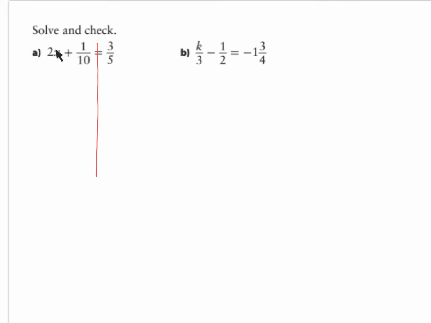So this is my letter, or variable, and I want to get it isolated by itself. You'll notice in front of it, it has a 2. This is called a coefficient. And even though in math we don't write it, it's assumed that this is 2 times x. Okay, 2 times x plus 1/10 equals 3/5.